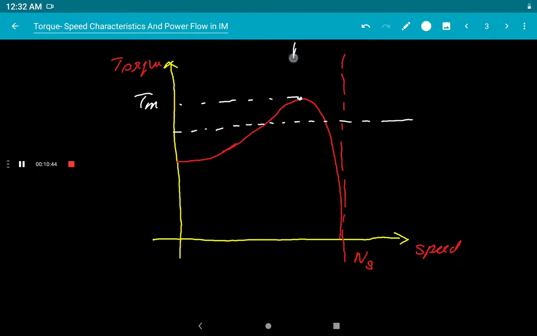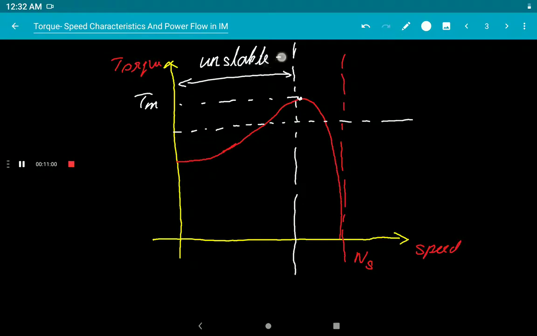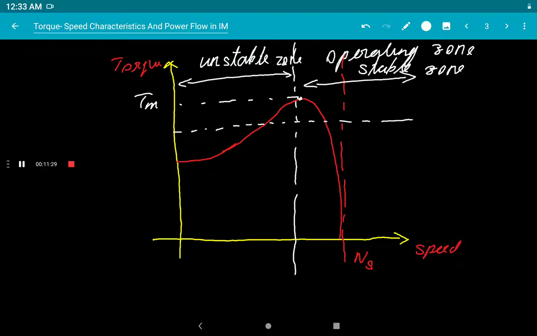So we will first separate this curve into two, that means we are considering two zones. This zone is known as the unstable zone or transient zone. And the zone above this maximum torque is known as the stable zone, because the operating zone is this side. It is also known as the operating zone. The motor will run in motoring operation in this zone, so from this point to here is the motoring zone or operating zone, and this zone is stable.